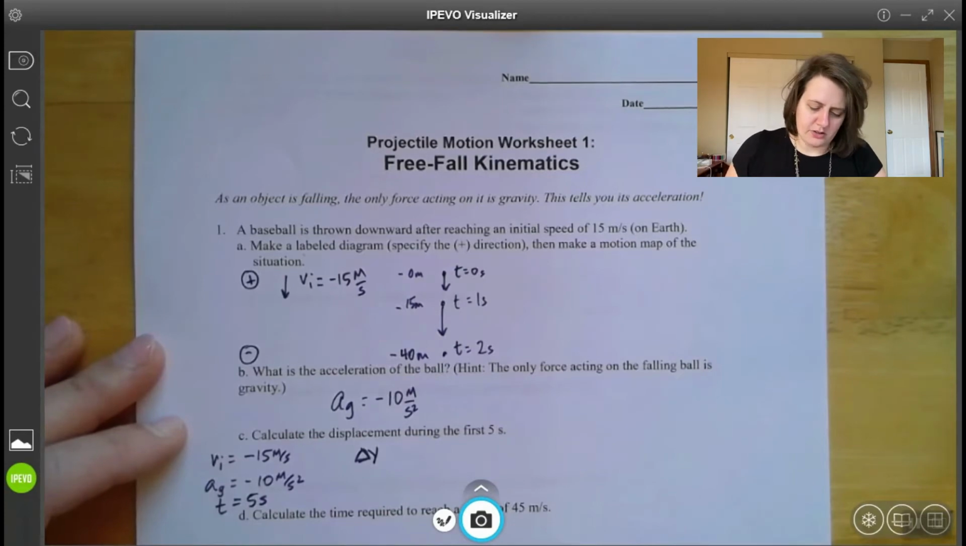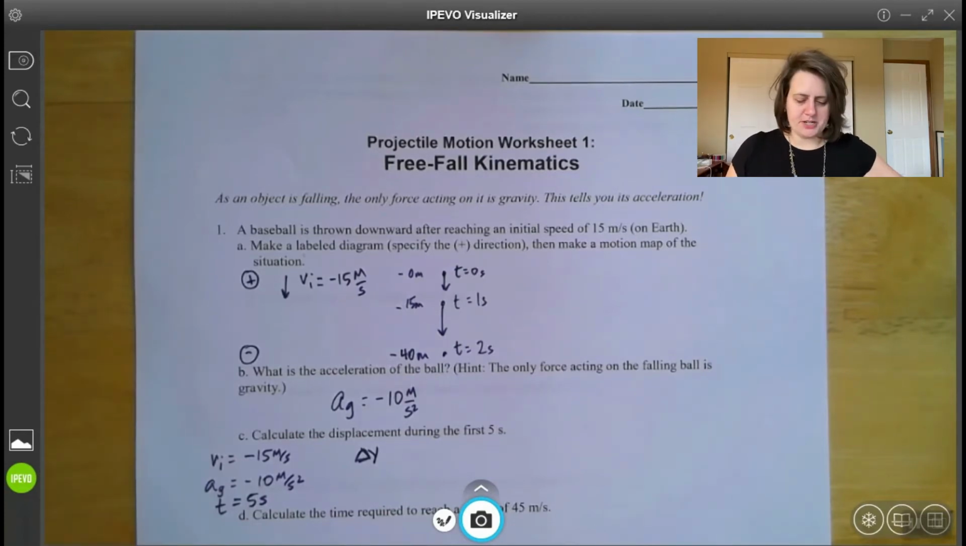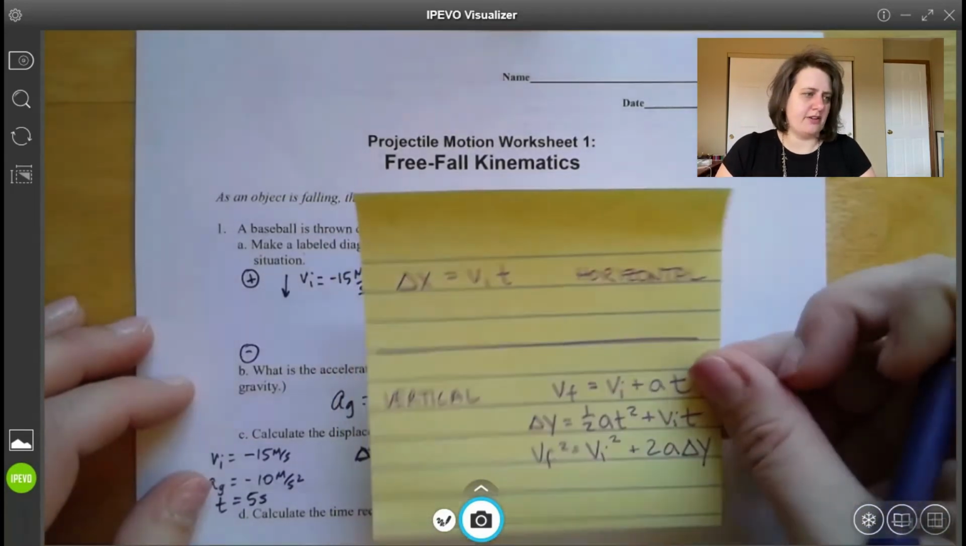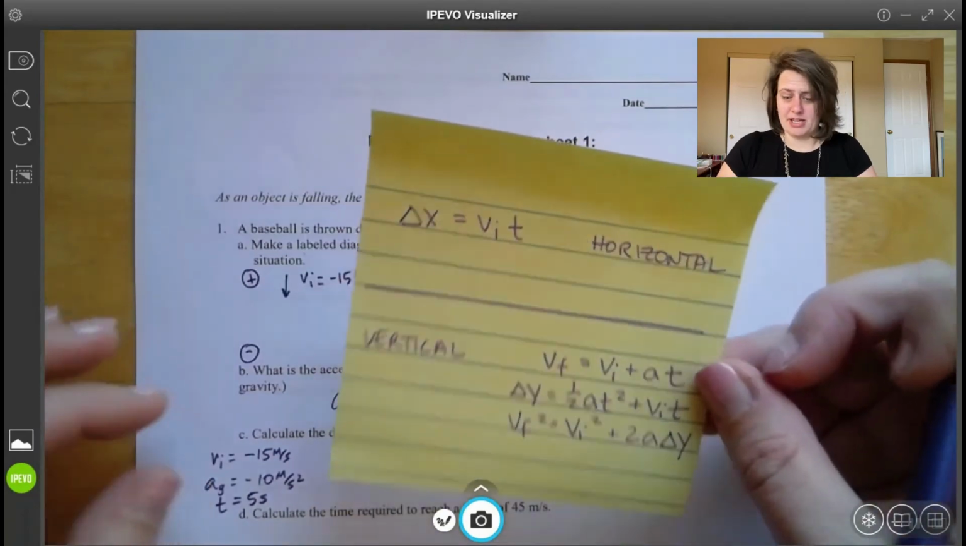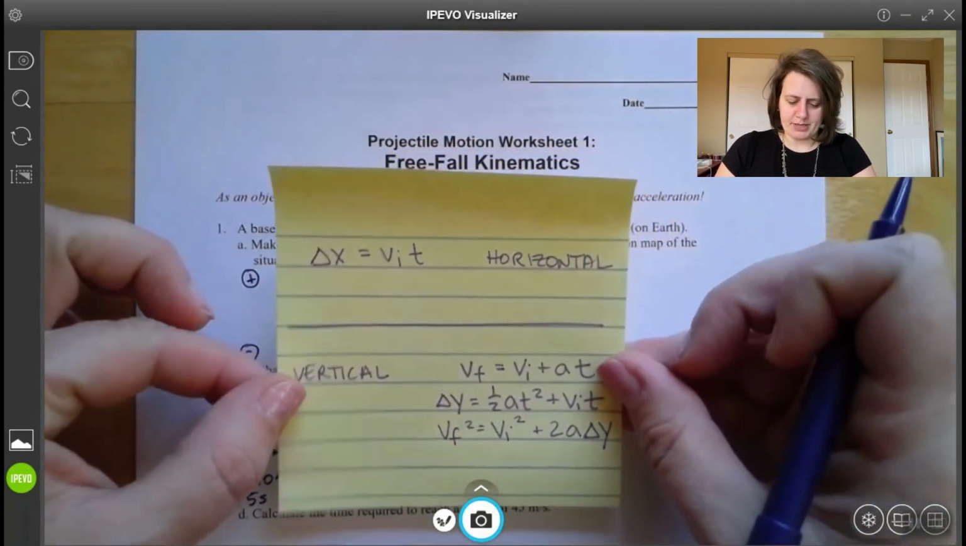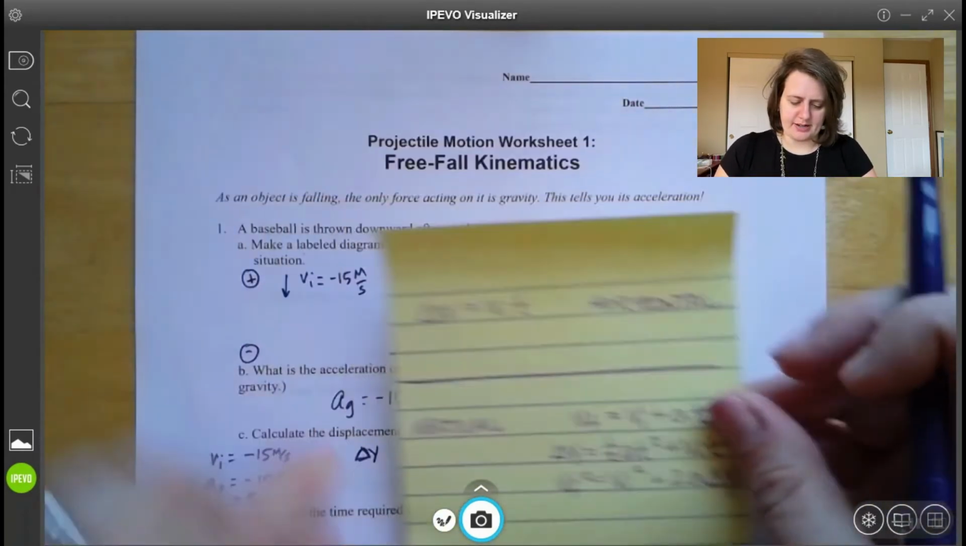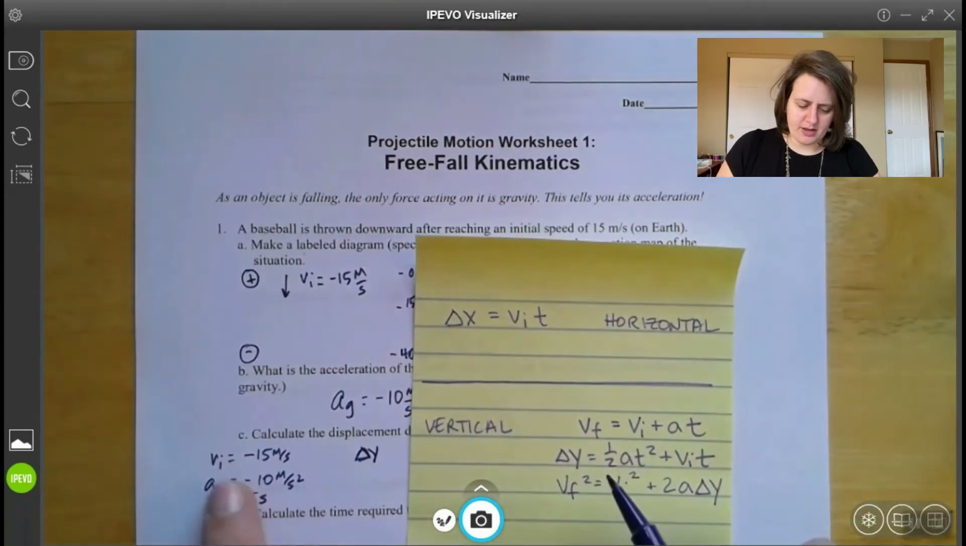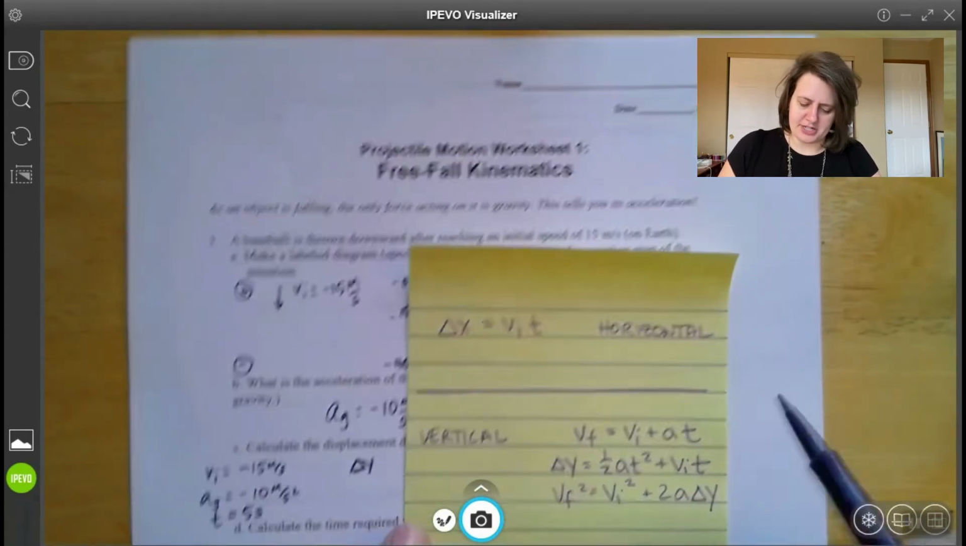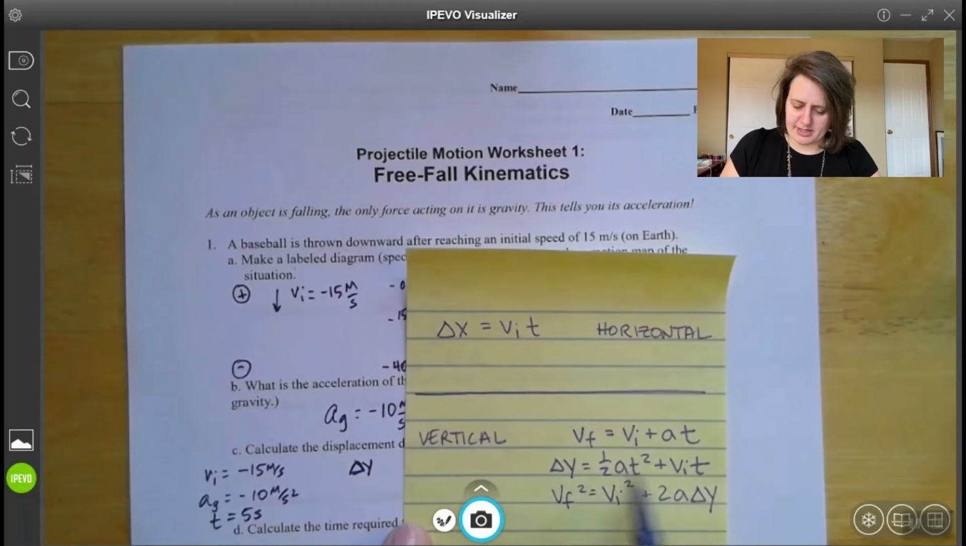Okay, so it turns out there's an equation we can use to solve that. Whenever we have 3 things that we know, we can always solve for the missing variable. So I have on a post-it note all of my equations because it keeps them handy. But here we need something that's got our change in vertical displacement, initial velocity, acceleration, and time. So I'm going to use the second one here, this quadratic.